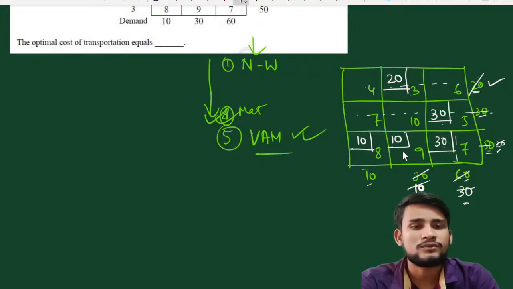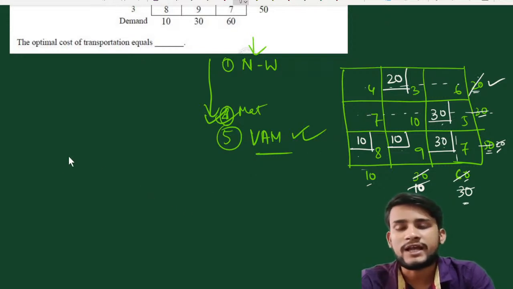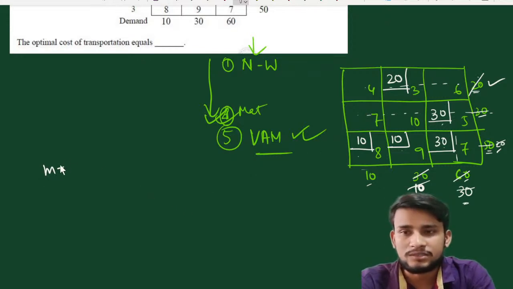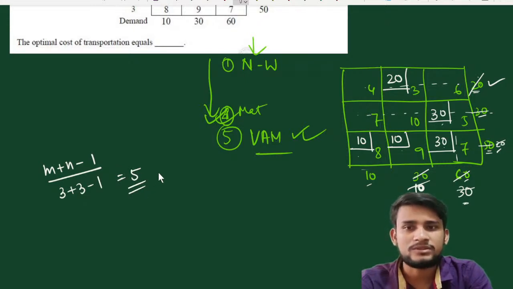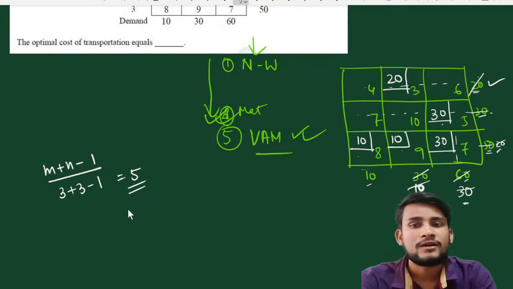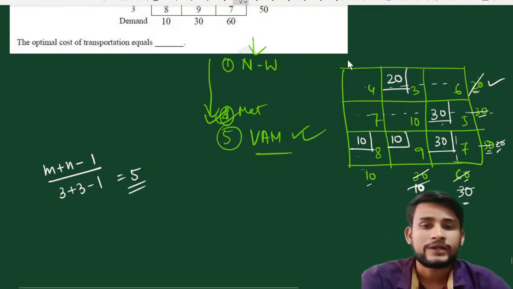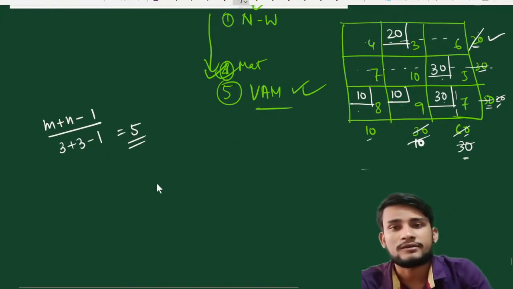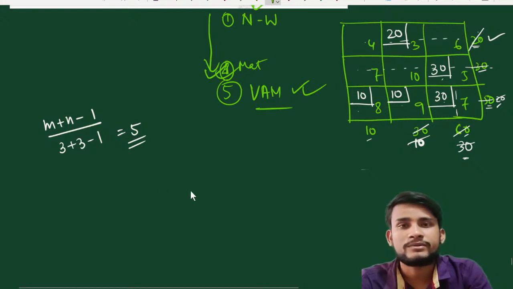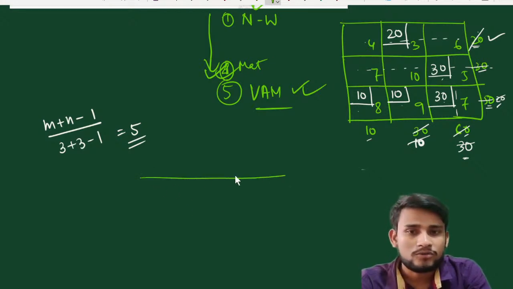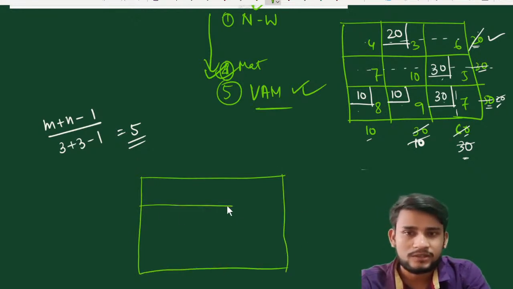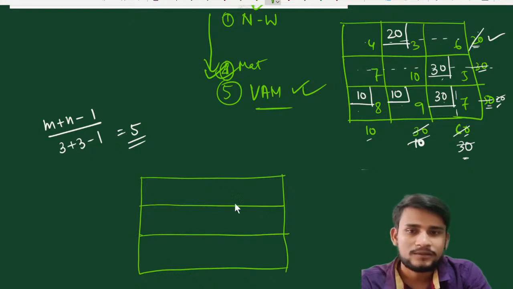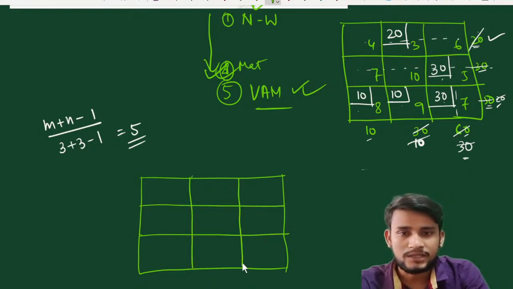We get 5 allocations, and we know that the maximum number of allocations is m plus n minus 1, that is here 3 plus 3 minus 1, which is equal to 5. Therefore this is a non-degenerate basic feasible solution. Now we check whether this initial basic feasible solution is an optimal solution or not, using the MODI method, or MODI test. So we write the table once again with the allocations.